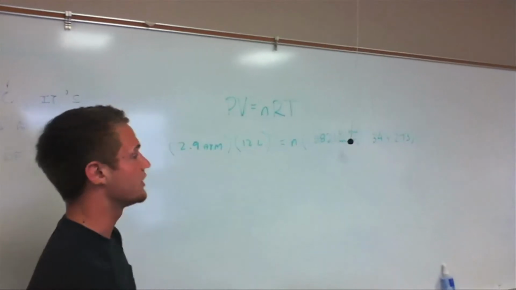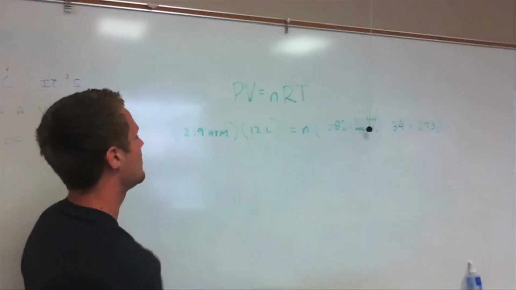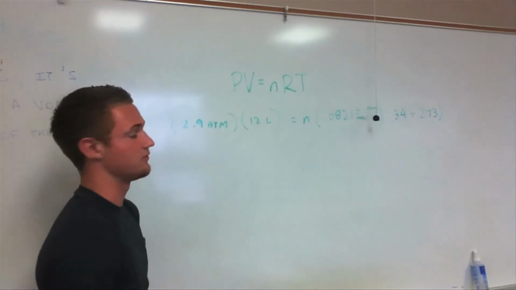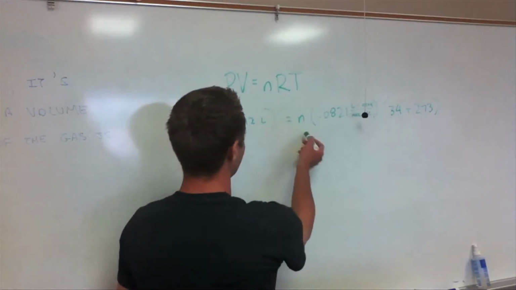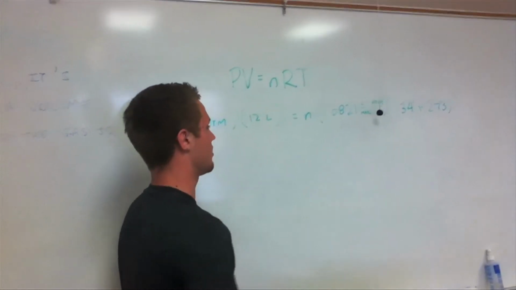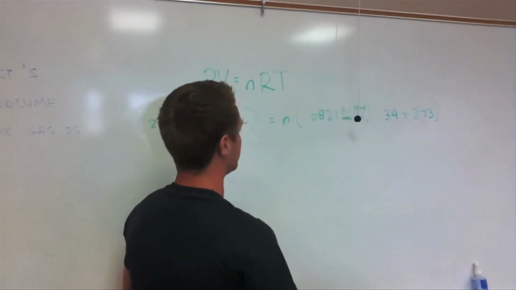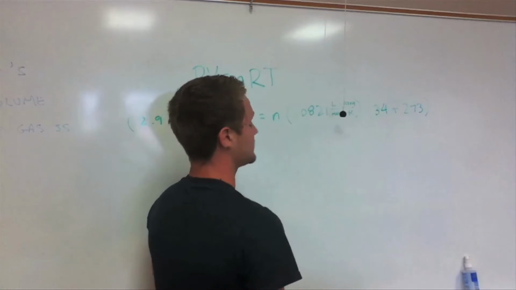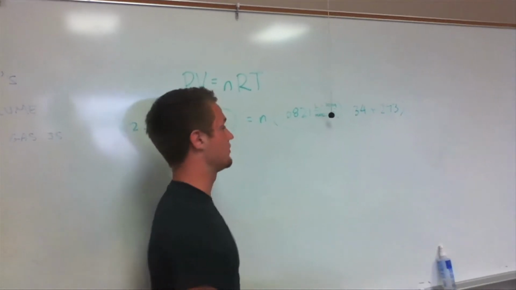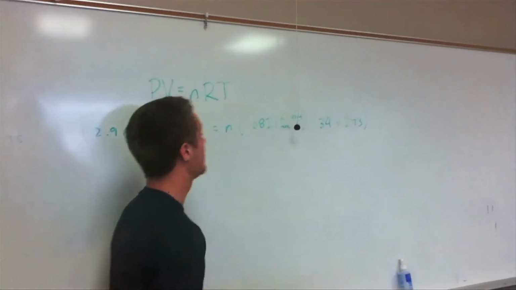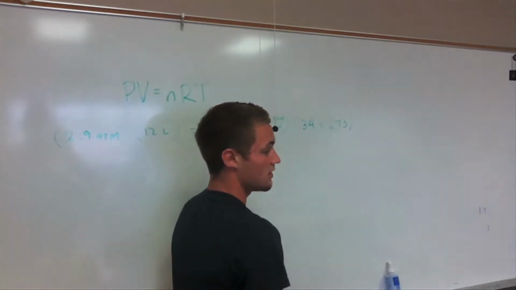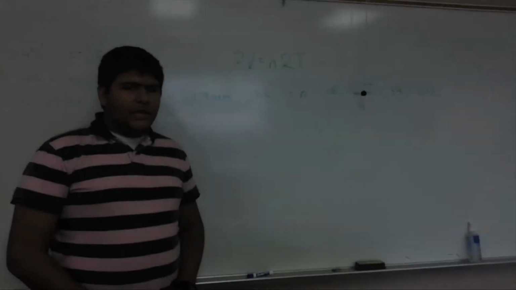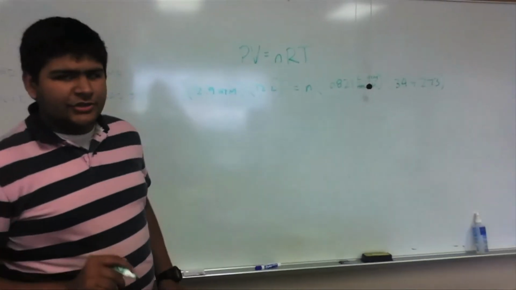As we learned earlier, PV equals nRT. The pressure is 2.9 atmospheres. The volume is 12 liters. The N stands for moles, which is what we're looking for in the problem. The R stands for the gas constant, which in the problem we're using atmospheres, so it is 0.0821. And the temperature is 34 degrees Celsius plus 273 because the temperature is measured in Kelvin. Alright, so now that you know how to set up a problem, let's actually solve this.